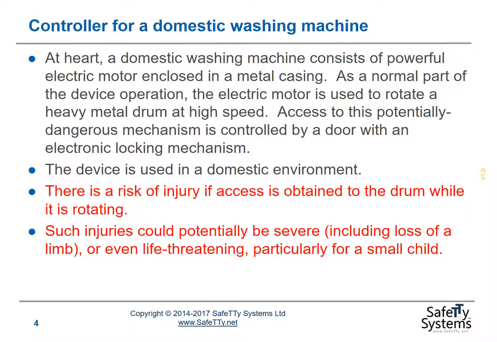We're going to take this device and we're going to place it in a domestic environment. If this was in a factory, there would be a large number of health and safety considerations to apply. In a domestic environment, we need to consider that there's a significant risk of injury if access to the drum is obtained while the device is rotating. Such injuries could be potentially very severe, including loss of a limb, or even life-threatening, particularly for a small child.